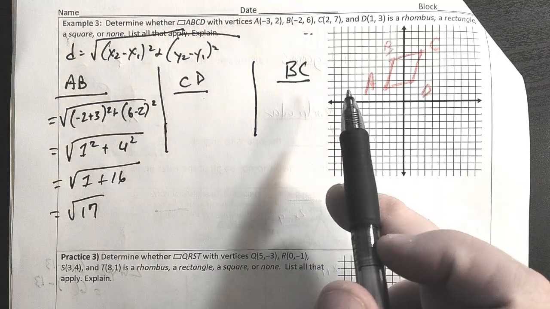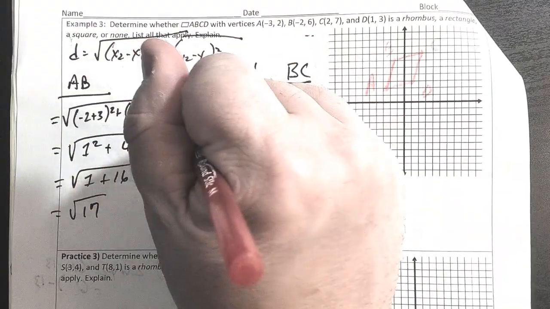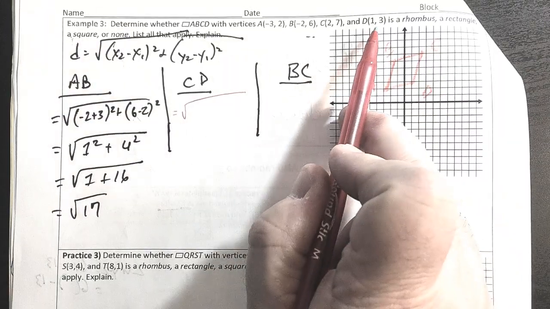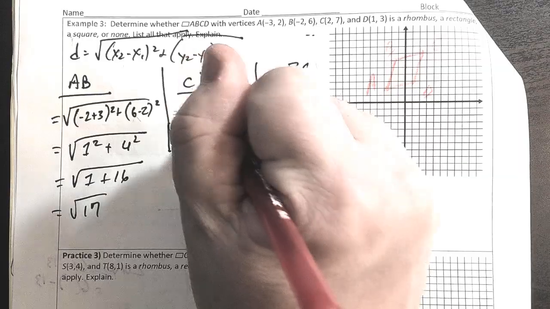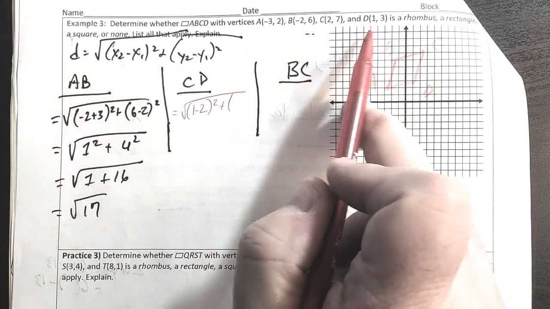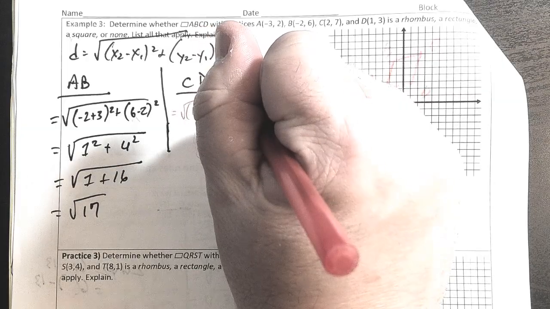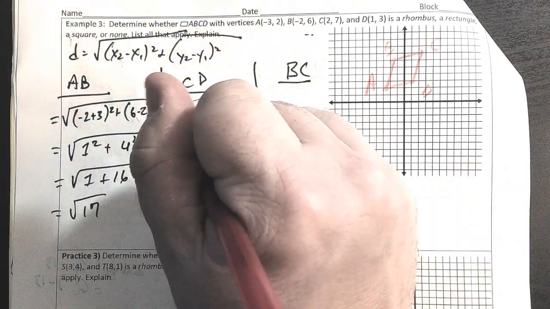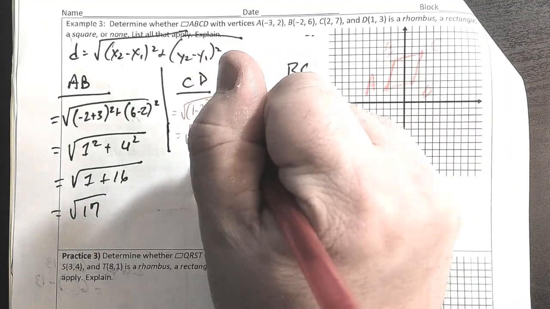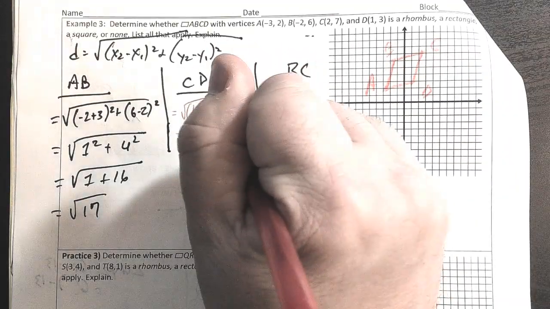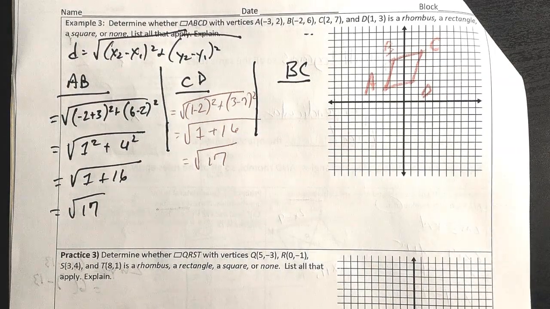All right, so let's look at CD. So we got 1 minus 2, which is 1. And then we've got 3 minus 7, which is going to be -4. So you end up with 1 squared is 1, and then -4 squared is 16. Guess what that one is? All right, so your opposite sides are congruent.